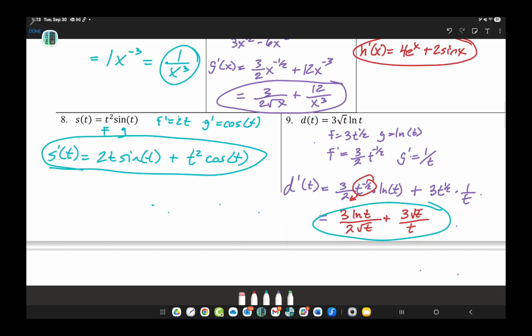Right. These are some really good examples of what you're going to see on the non-calculator section.